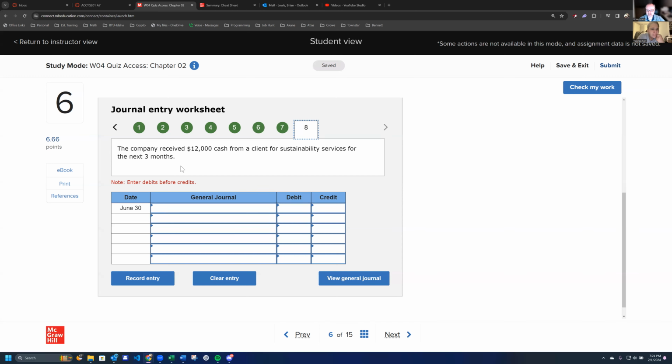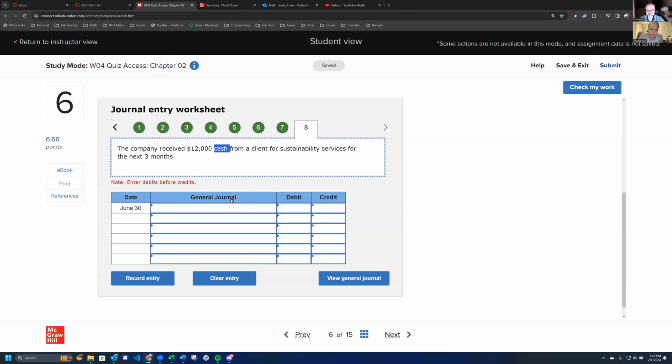And then the last one, the company received $12,000 cash from a client for sustainability services for the next 3 months. Here's the trick. Well, it's not really a trick. This one may throw some folks off. It's not the one about a normal debit or credit balance, but this one could be a little tricky for some. Yeah, I did that one. It was tricky for me. I think I probably missed it.